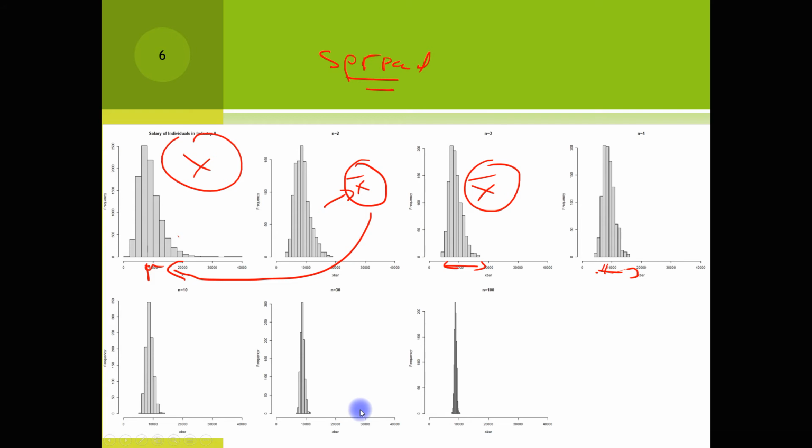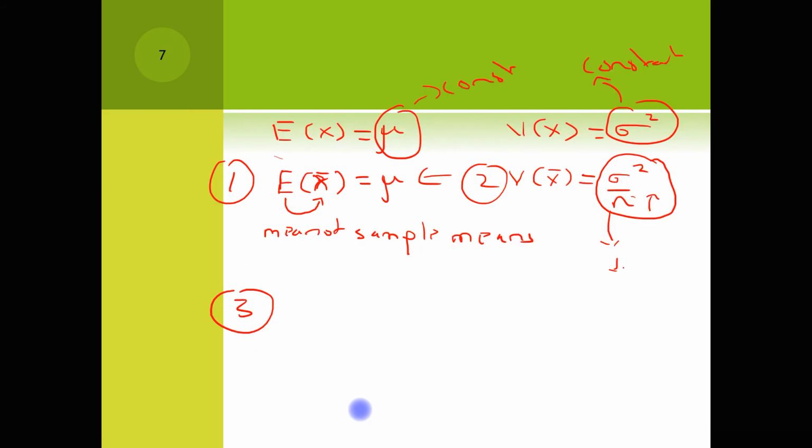So if you want to have a look at that, we will say that x bar follows a normal distribution if the sample size n is large. This is very important because this applies only if n is large, otherwise it doesn't make sense. So these are the three observations that we did. We can summarize all this now into one simple statement.